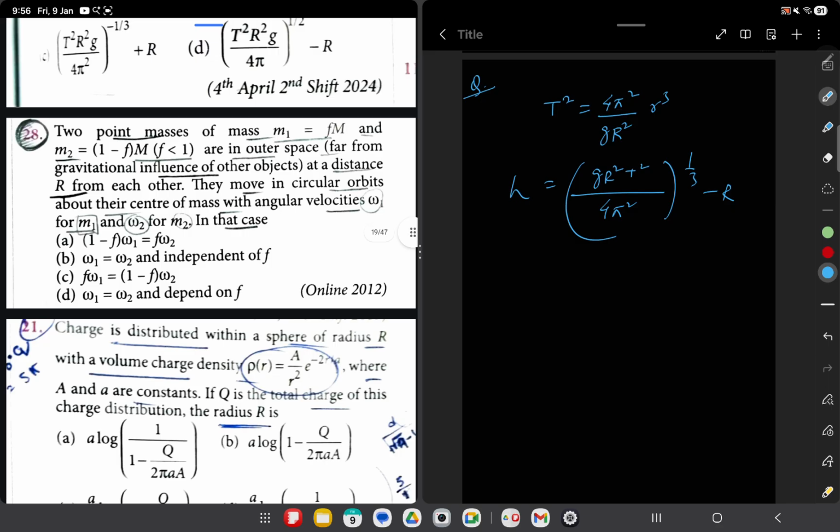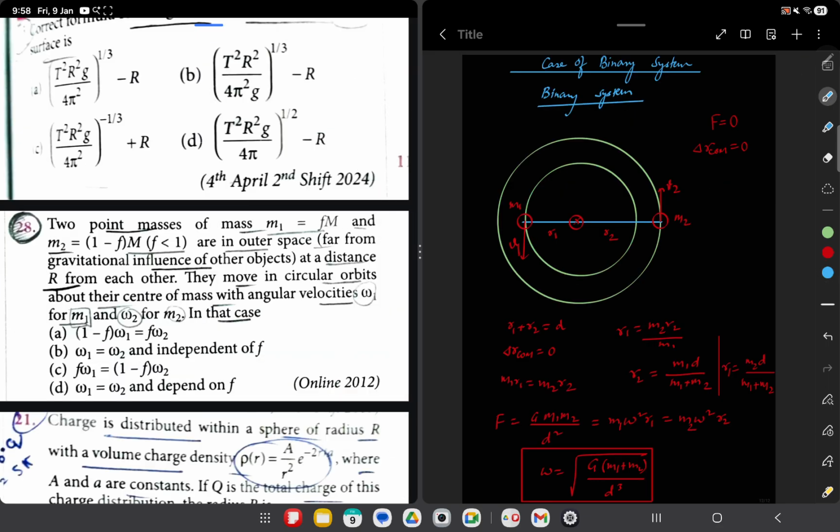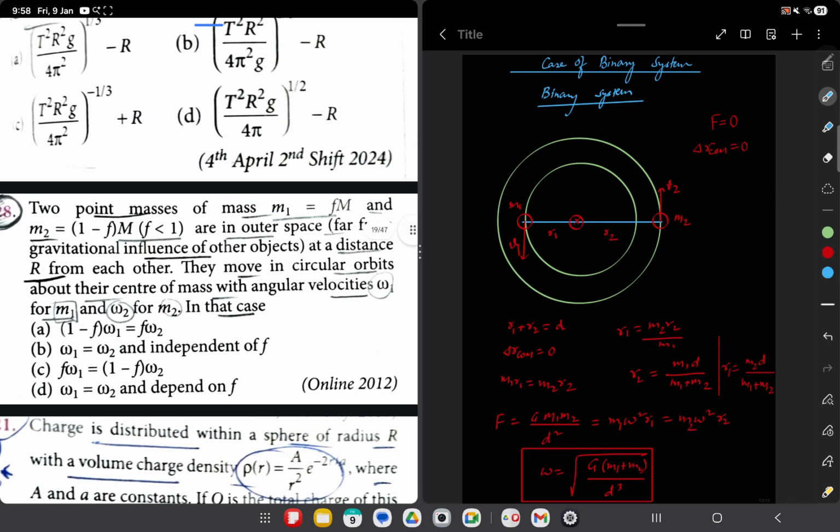Now this one is a case of a binary mass system. So I'll first explain the binary mass system. There will be two masses, m1 and m2. As there is no external force, F will be 0, so delta r cm will be 0. Because there are no forces, the center of mass will remain in its initial position. So this mass is moving in this orbit, this one is moving in this orbit. So r1 plus r2 is equal to the total distance between them, that is d. And you can easily write m1 r1 equal to m2 r2, because delta r cm is 0. From there you will get r1 and r2.